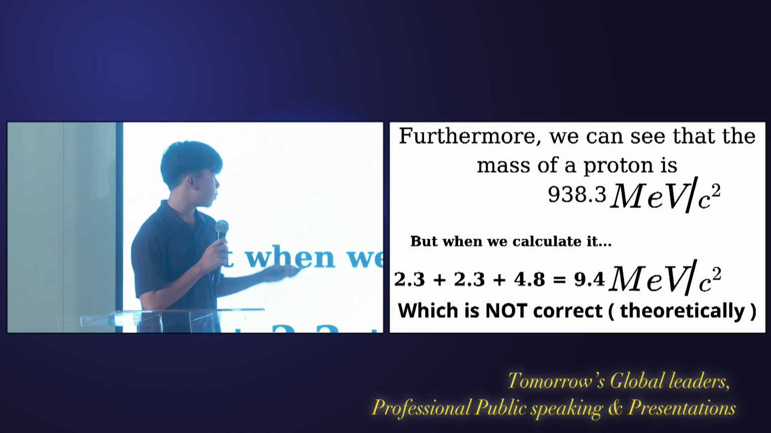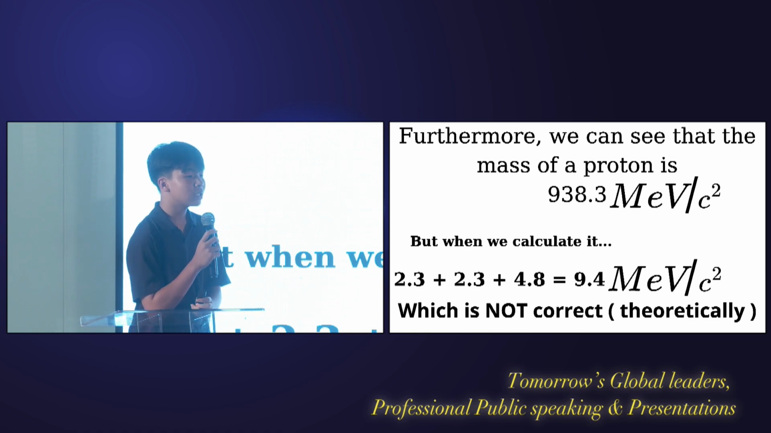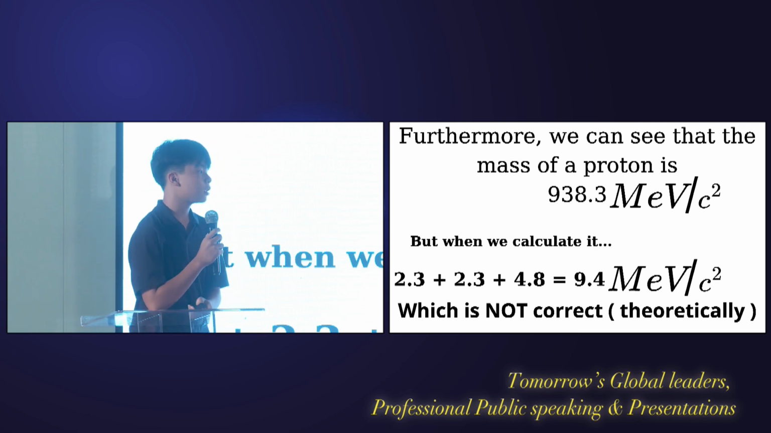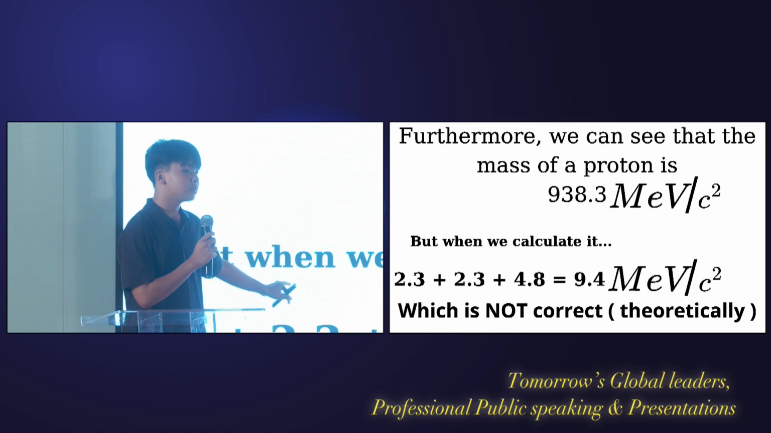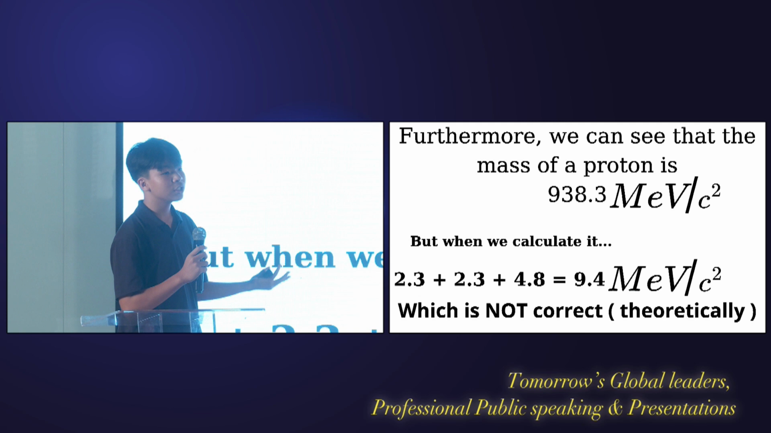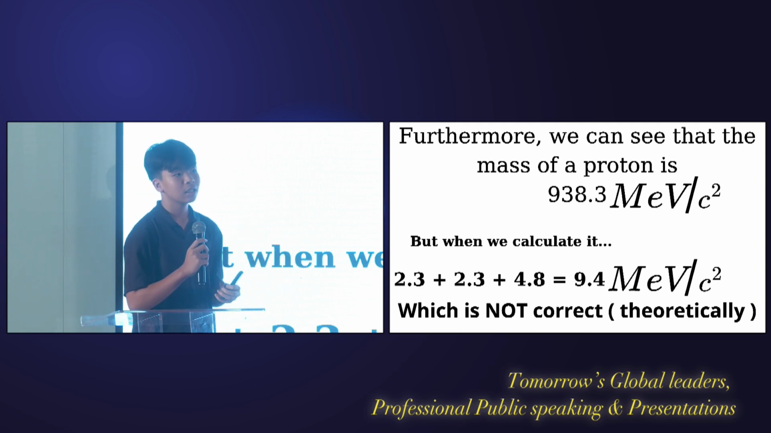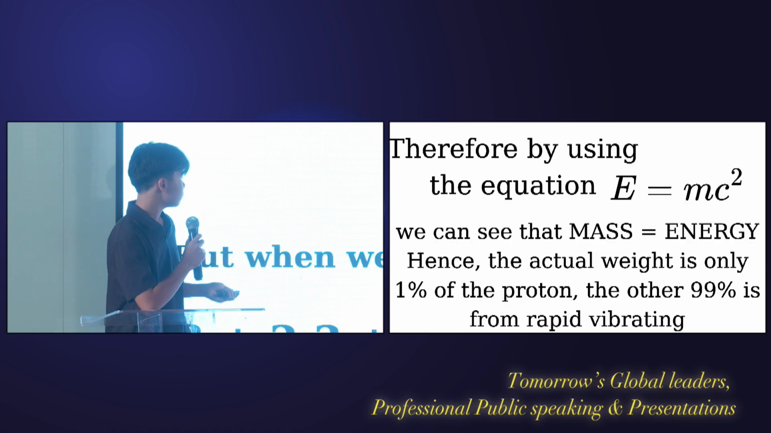So the reason why it's only 1% of the proton's mass is because of the energy. If we use Einstein's formula, E equals mc squared, we can see that mass equals energy divided by c squared, which means that the reason why the mass is so small compared to the original mass is because those particles are rapidly vibrating, making up the other 99% of the mass.